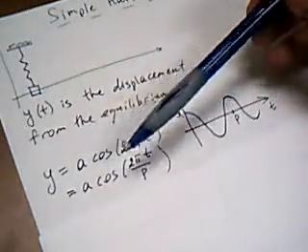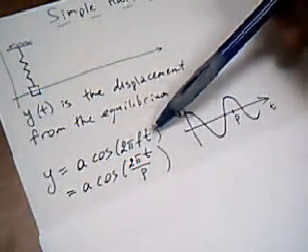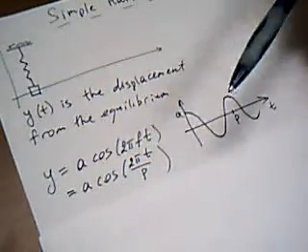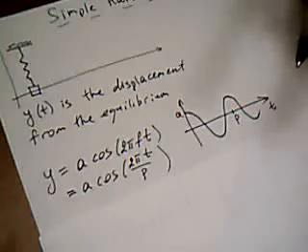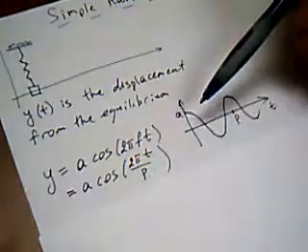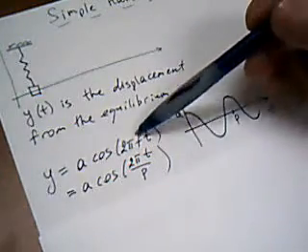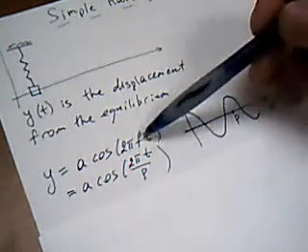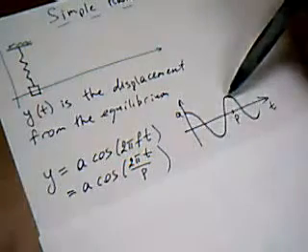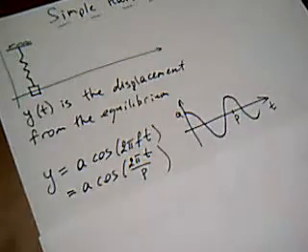y equals a cosine of 2 pi f t, where a is the amplitude, f is the frequency, the number of cycles per unit time, usually per second, and p is the period, the reciprocal of the frequency, and p is equal to the time needed to complete a full cycle of oscillation.